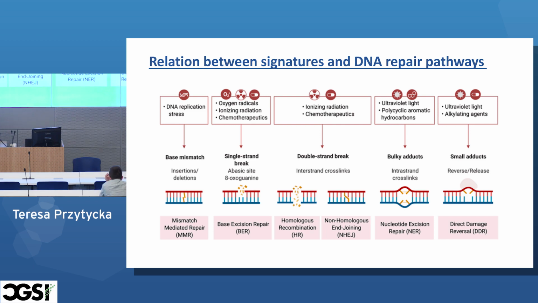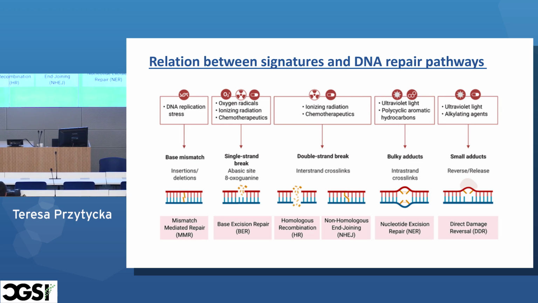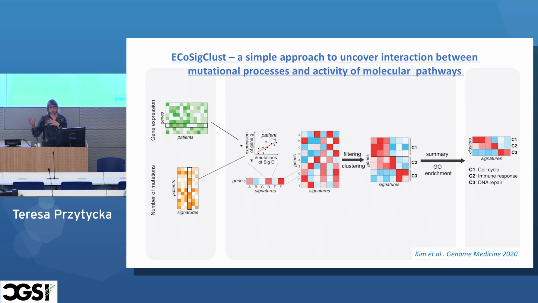As I said, cells develop many different DNA repair pathways, and here I just list some of those pathways that are specialized for different types of damage. So if we could see that the strength of some signature is related to increased expression or activity of one of those pathways, that would be very useful and would help us link the signature to those repair pathways. So that's the motivation: we really would like to know the relation of signature activity with gene expression activity.